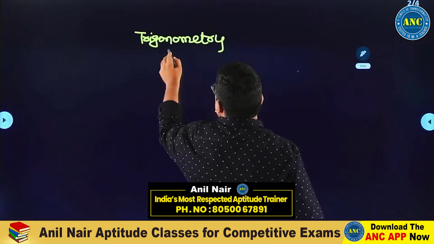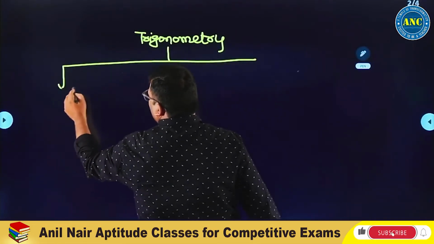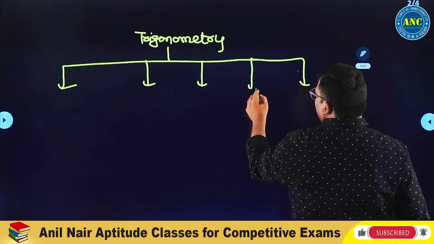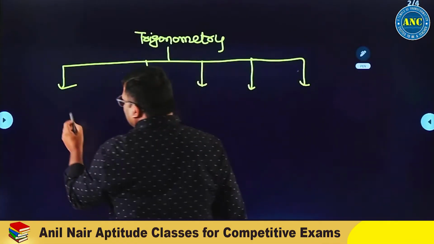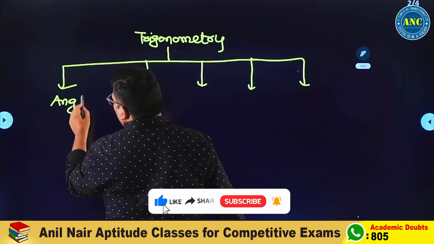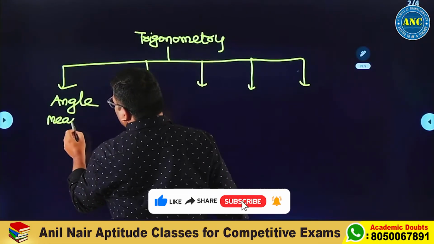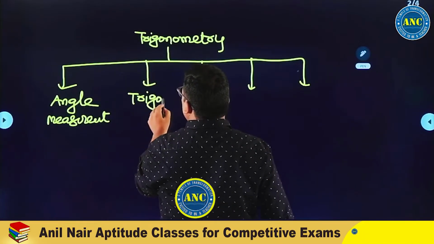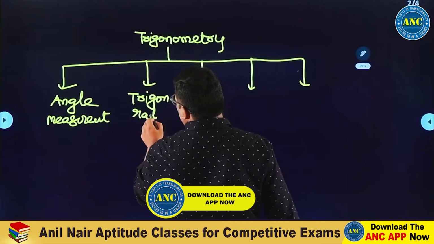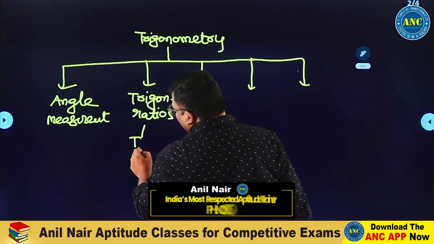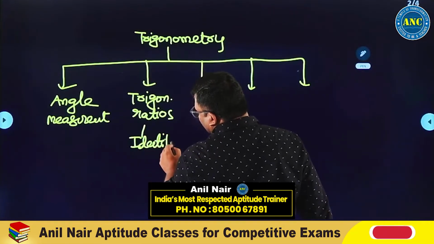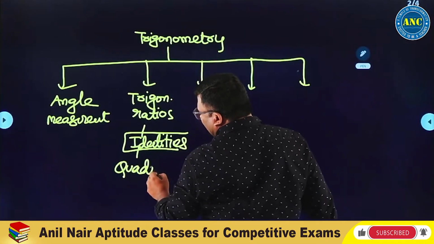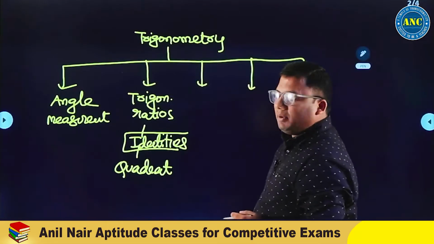4 to 5 important subchapters are there. What are the 4 to 5 important subchapters? Let us see it. Some small chapters can be included in one chapter. The first thing is angle measurement. All the problems related to angle measurement. Next thing is everything related to trigonometric ratios. All trigonometric ratios, identities, formulas, application based, practice problems based, quadrant and their behavior based, right? Everything I am putting under trigonometric ratios.